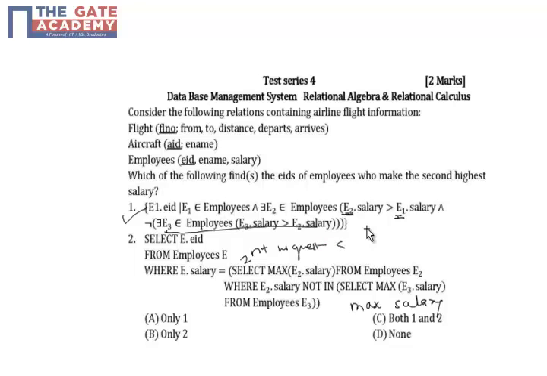Inner query. Now from the outermost query, we are finding employee IDs of employees whose salary is equal to the second highest salary, which will give the desired result. Hence both queries are right, and the correct answer to this question is C, both 1 and 2. Thank you.